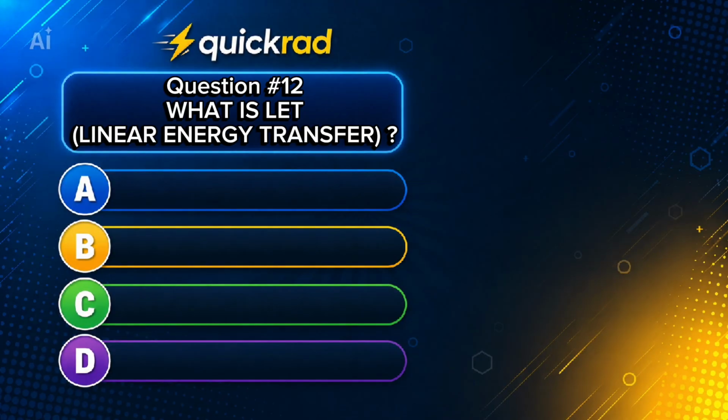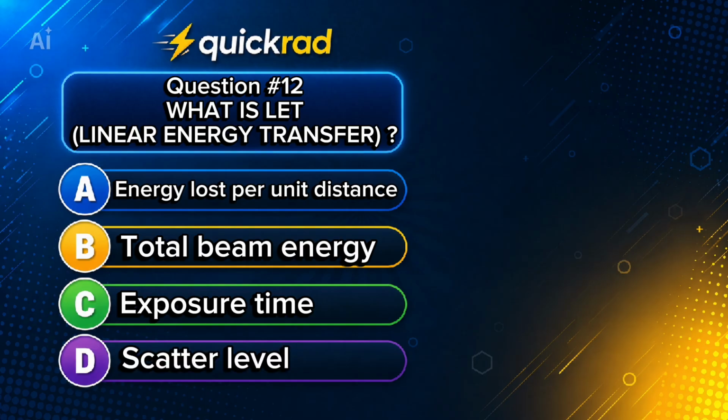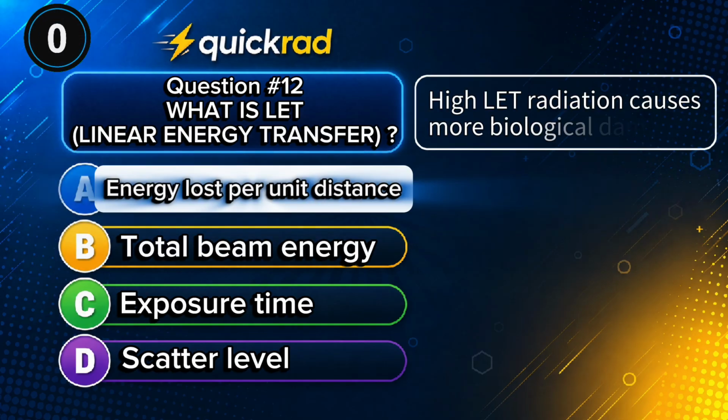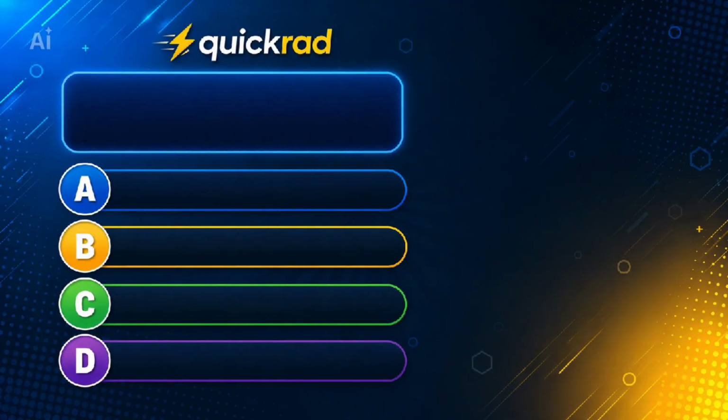Question 12. What is LET, or linear energy transfer? Correct answer, A. Energy loss per unit distance. High LET causes more biological damage.